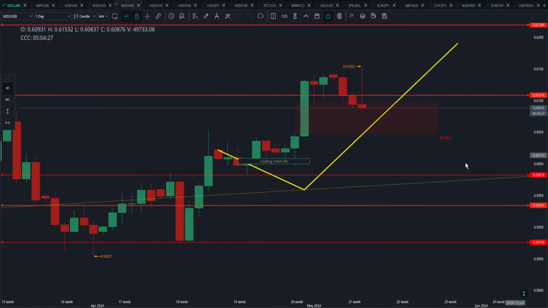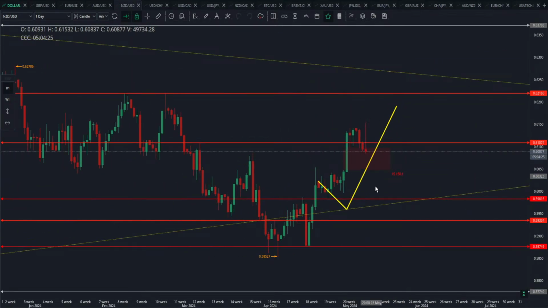New Zealand, this is a bearish pin bar on the daily chart. That means we can see 0.5981 on the downside. And if the price starts reversing from this fair value gap or from this previous high, then 0.6218 is what I'll be looking for. But I'll be looking for that only if the price trades above this bearish pin bar.